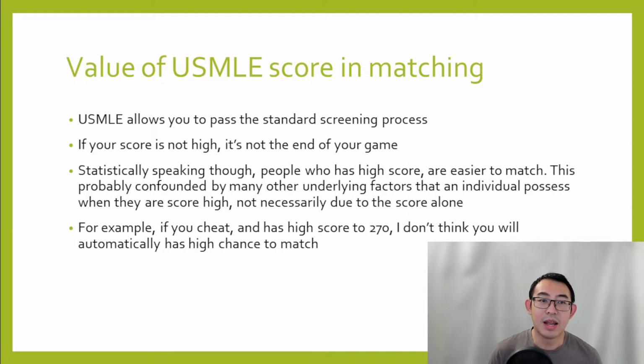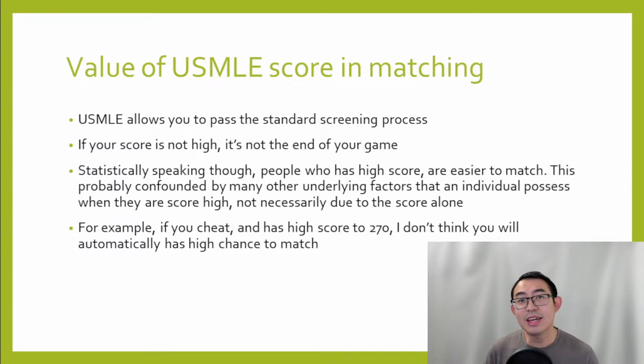All right. Now, statistically speaking, if you have a high score, it's easier for you to match. This has been proven because there is NRMP data, right? They see if your score is 240, your chance of matching is 60, 70%. If you're 250, 70, 80%, and so on. There is a number there. And it's obvious that the higher the score is, the bigger the chance of matching.